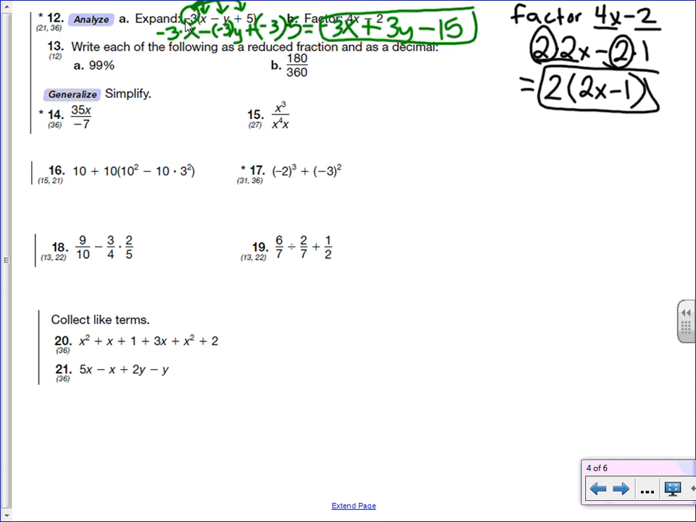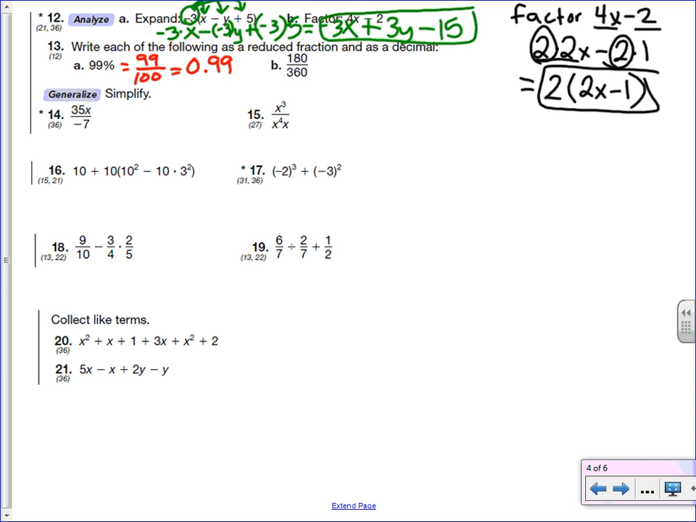Write each of the following as a reduced fraction and as a decimal. So 99% as a fraction means 99 over 100, which would be the decimal 99 hundredths.